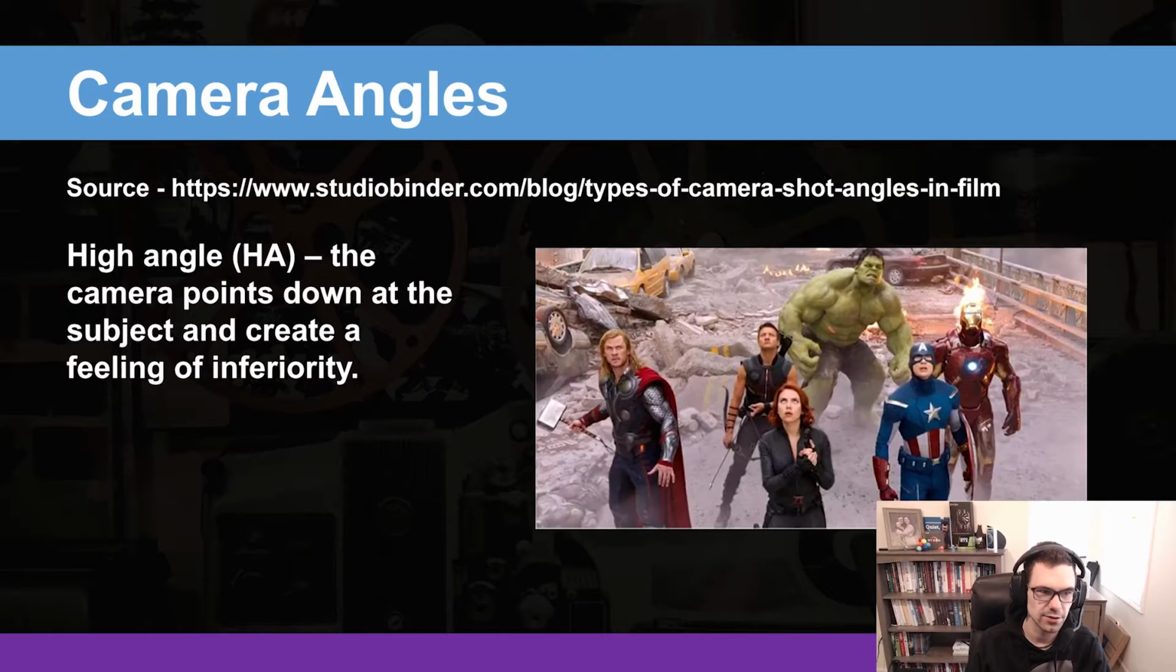All right, the next angle is the high angle shot, abbreviated HA. The camera points down at the subject and creates a feeling of inferiority. I don't think there's a better scene to illustrate this than the Avengers. When the attack on the city is happening, they are looking up at the attack as the aliens come through the hole. That's just an incredible scene, and you see how small the heroes are in relation to the villain that's about to attack them, or what they're up against. And so that's what a high angle shot is meant to portray, is to give that feeling of inferiority.